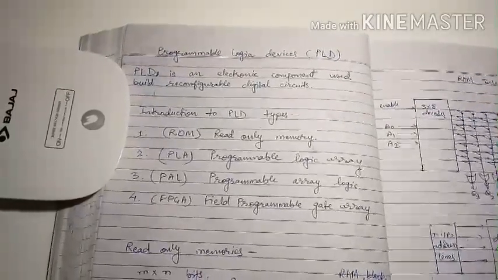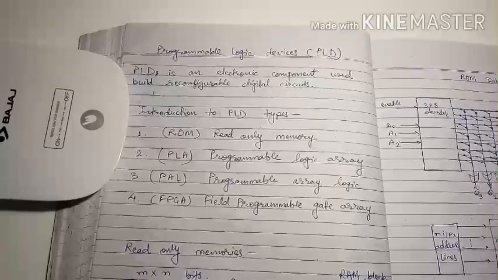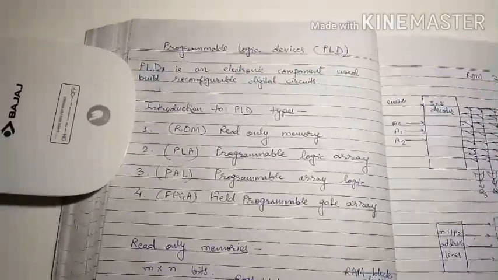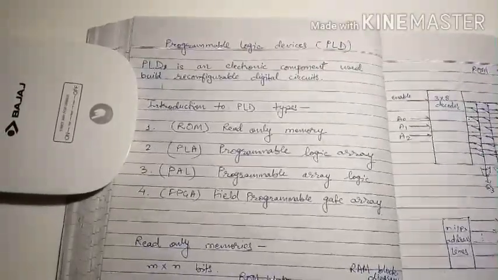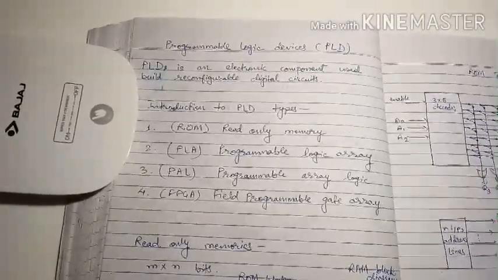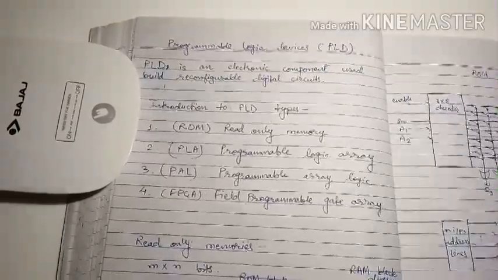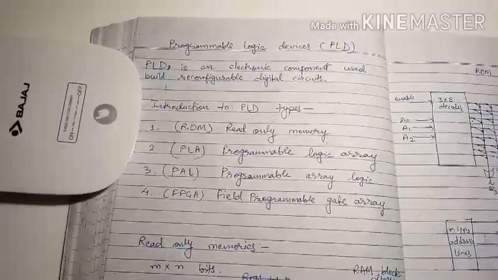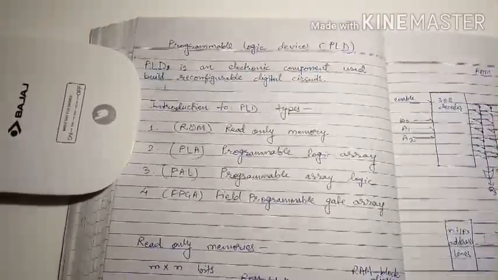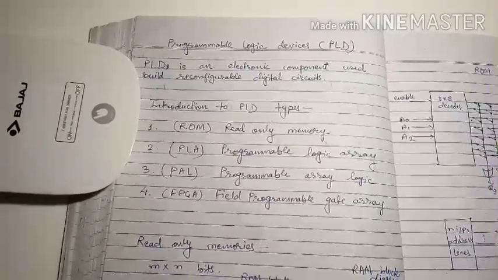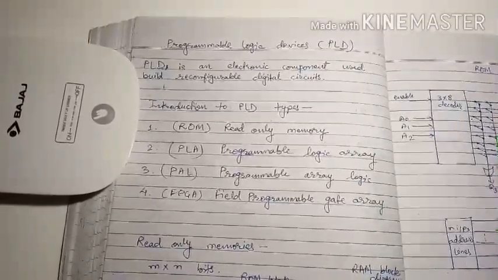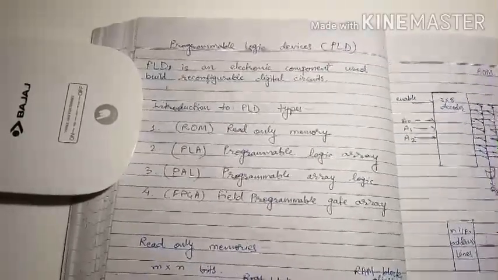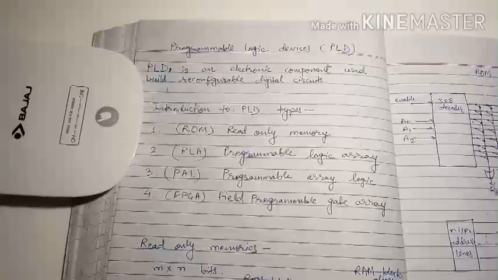So, here you can see different types of PLDs. We are going to study the PLDs: ROM, read only memories; PLA, programmable logic array; PAL, programmable array logic; FPGA, that is field programmable gate array. In your syllabus we will be discussing the first three: ROM, PLA, PAL. So let us see first of all what is read only memory.